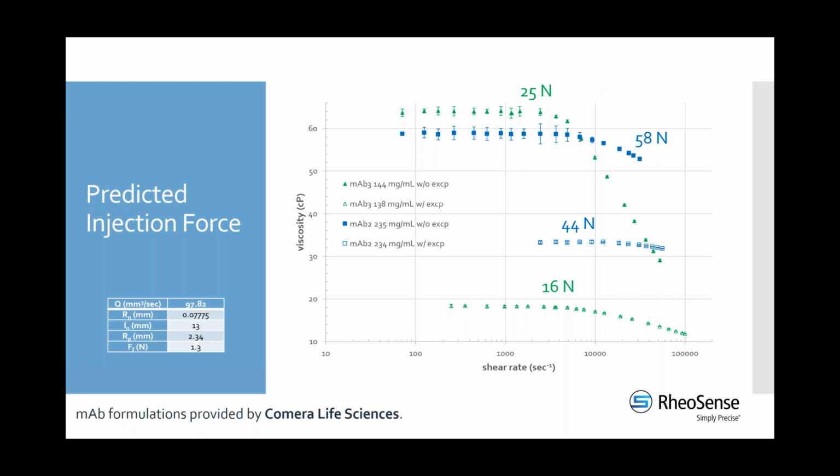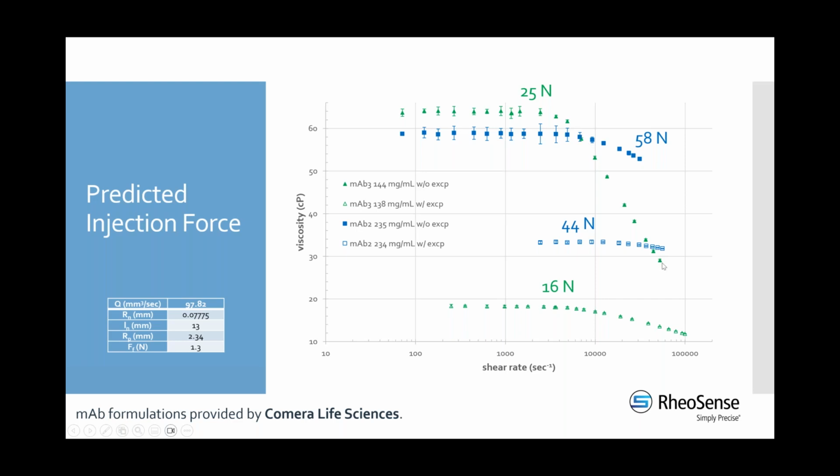And certainly the trend that we're looking at is consistent. What we're seeing is that even though this particular fluid, represented by the green points, this MAB3 without excipient, is a tad higher in low shear plateau viscosity, the prediction for the injection force is actually lower than this MAB2 data without excipient. The reason is that it shear thins so dramatically over the course of the measurement here.